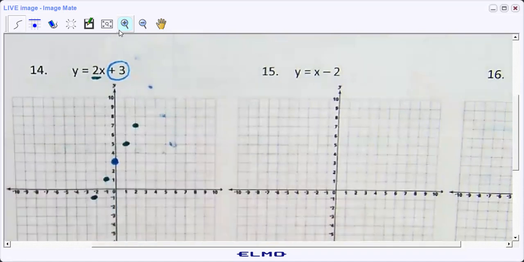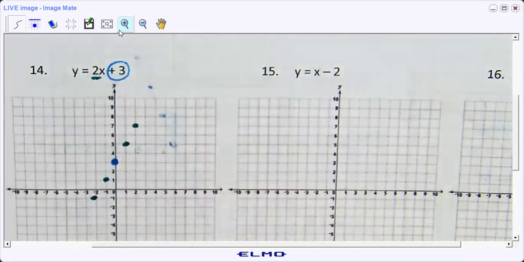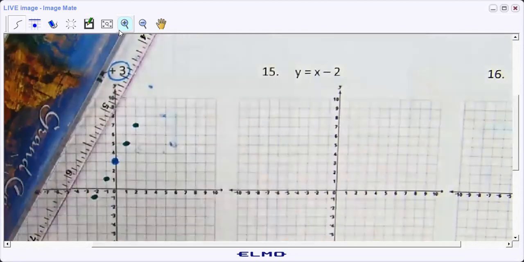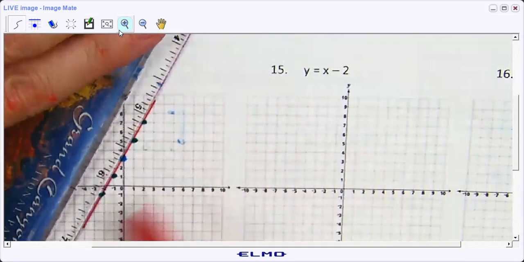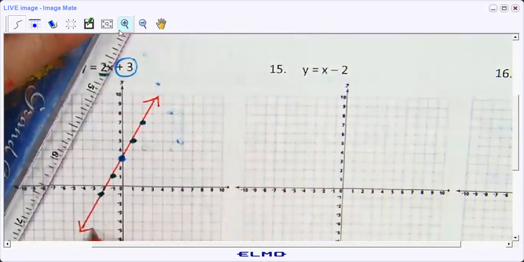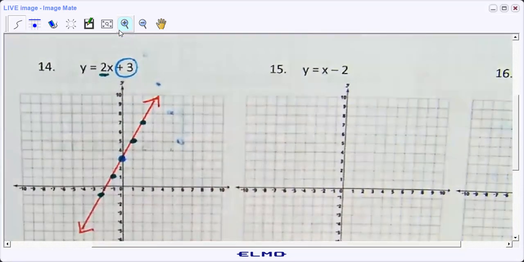Okay. Once you get to this point, you're going to draw your line. And yes, I want you to use a ruler. I do not want sloppy lines. So then you're going to create your line, and we just graphed an equation in slope-intercept form.